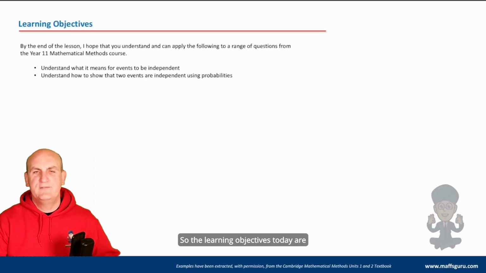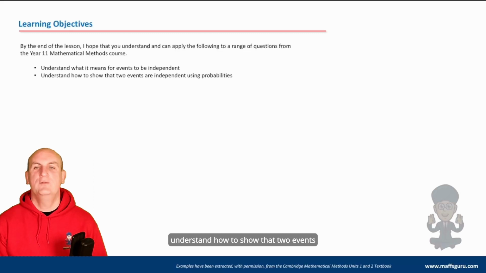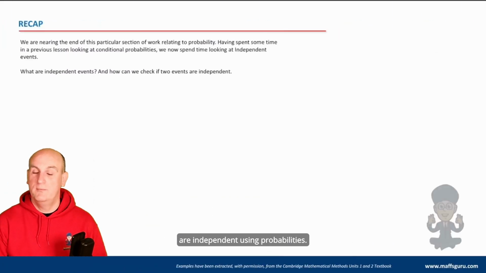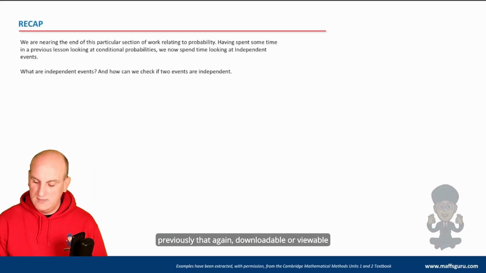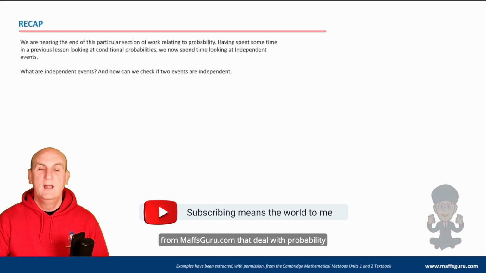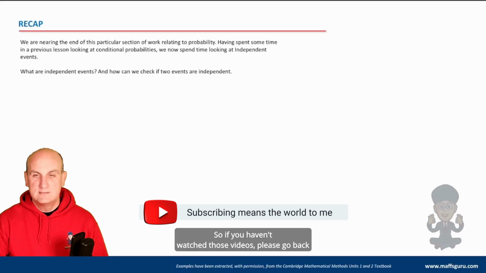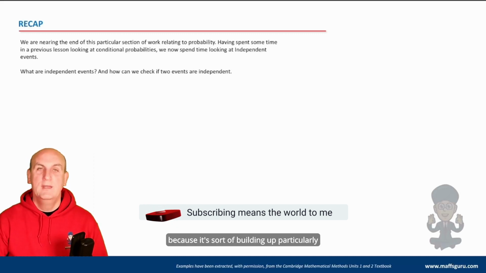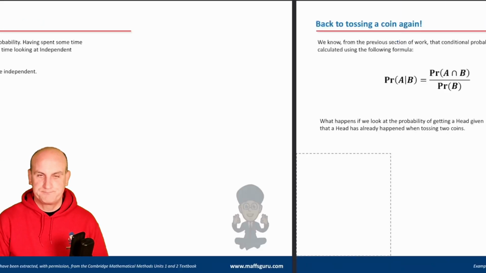So the learning objectives today are: understand what it means for events to be independent, and understand how to show that two events are independent using probabilities. Now again, this is building on a load of videos previously, downloadable or viewable from mathsguru.com, that deal with probability for the Mathematical Methods Units 1 and 2 course here in Australia. If you haven't watched those videos, please go back, particularly the video I've just recorded about conditional probabilities.